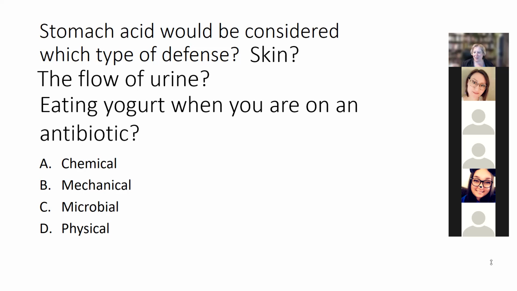Okay, just for the sake of time, I'm going to end the poll and share the results. And you all picked microbial. Good job. Yes, all of those lovely probiotics that are in the yogurt are considered aiding your microbial barrier defenses. Okay. All right. Good job, everybody.